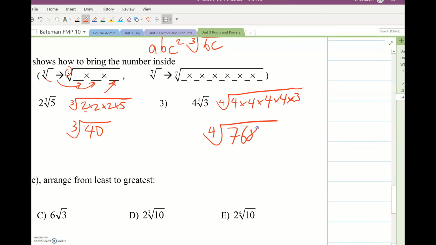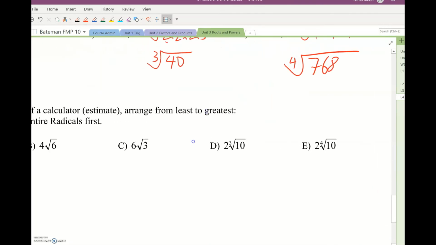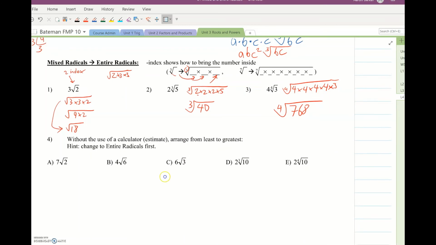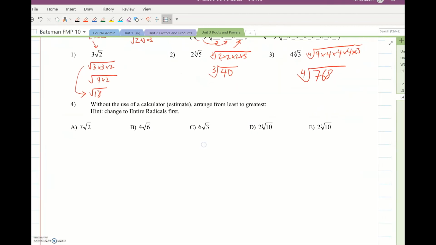768. Okay. There we go. So you're going to convert going from a mixed to an entire radical by bringing numbers inside. Next, we already touched a little bit on estimating their roots and where they are in their location. So we're going to do this one more. First thing is you got to bring it inside your radical. So this would be square root 7 times 7 times 2. So that would be square root 49 times 2, which would be 98.